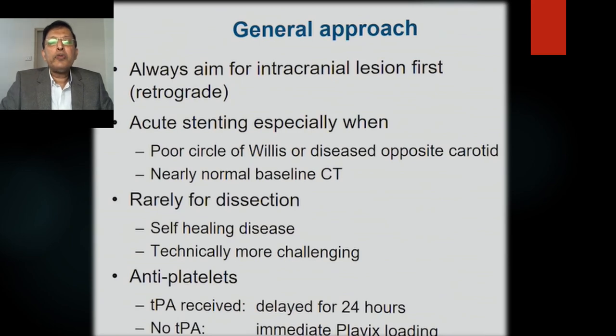The general approach being followed as per the available evidence is to always aim for the intracranial lesion first. The MCA occlusion is the culprit, so always open the MCA first. That is the retrograde approach. Then decide what to do for the proximal carotid lesion. Acute stenting should be considered, especially when there is a poor circle of Willis, disease of the opposite carotid artery, or a near normal baseline CT. Dissection is usually a self-healing process, so better leave it as such. Usually it heals by itself.